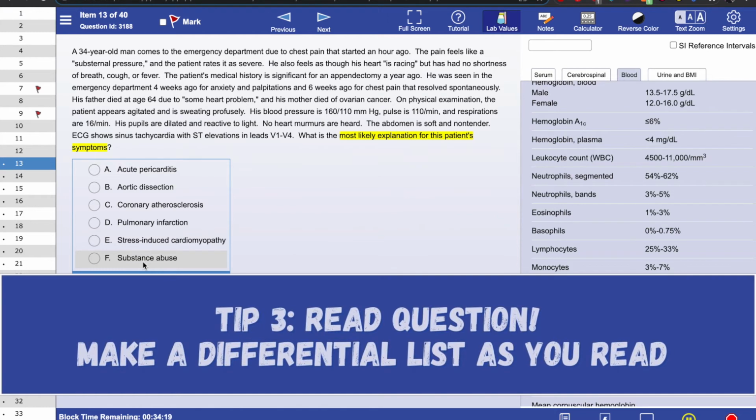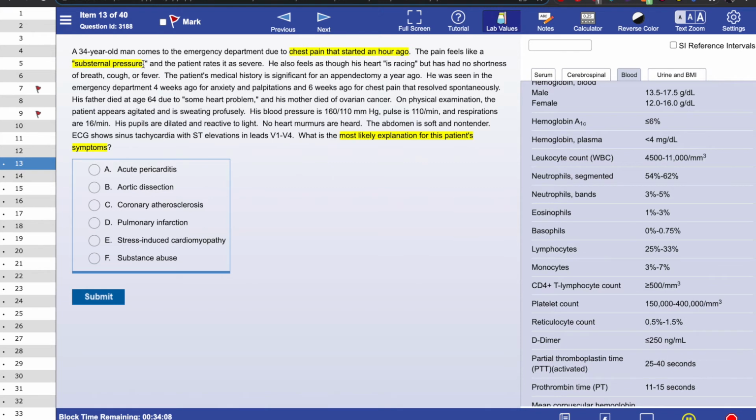Okay, so let's see. This is a 34-year-old man. He comes to the emergency department. Chest pain started an hour ago. Pain is substernal pressure. Okay, so it's severe. He's young and he's having substernal pressure. So with UWorld, I'm already thinking this is a heart attack picture, right? Myocardial infarction. But he's a young man, so I'm already thinking cocaine use, or he has some sort of family history. All right, so it feels like his heart is racing, but no shortness of breath, cough, or fever.